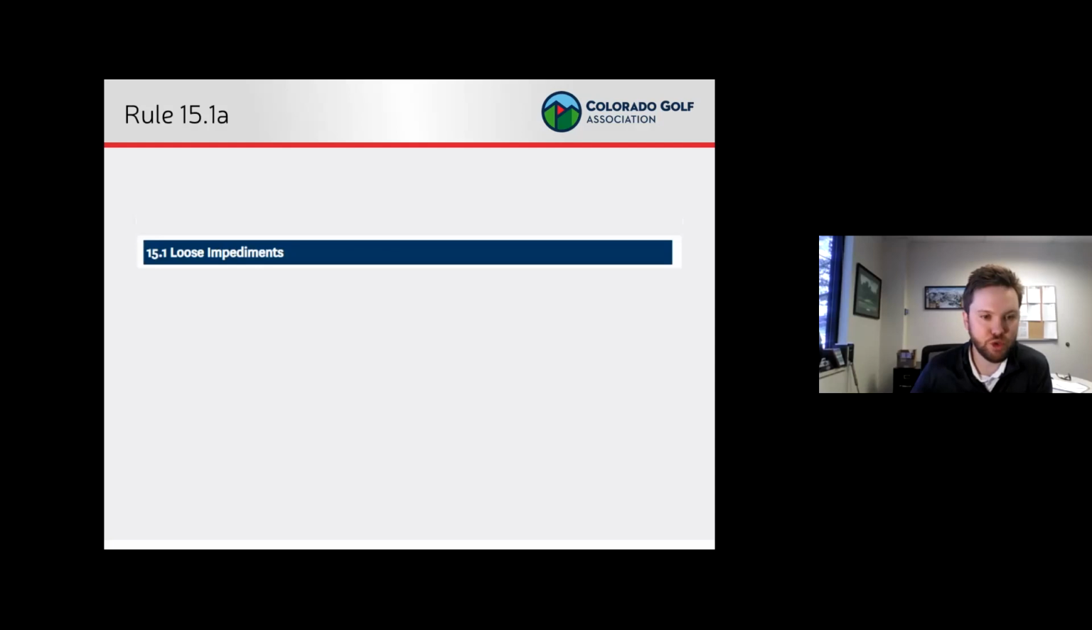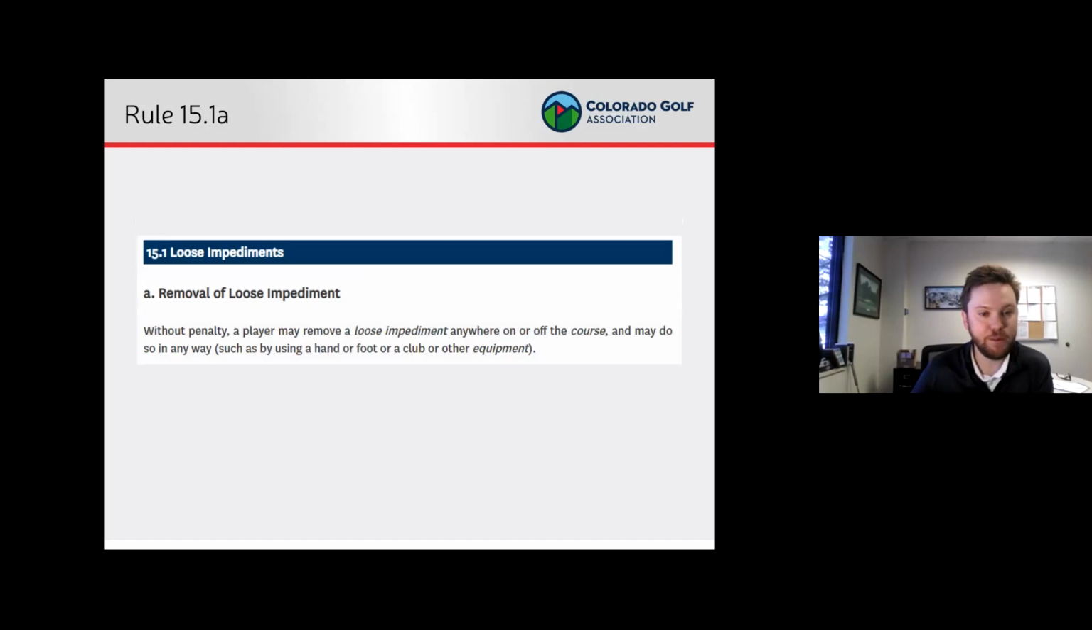All right, so back to the rule. 15.1a, we look at removal of loose impediments. So we're going to look at what happens when we remove them. Can we remove them? What happens if our ball moves when we remove them? It says, without penalty, a player may remove a loose impediment anywhere on or off the course and may do so in any way, such as using a hand or foot or club or other equipment.